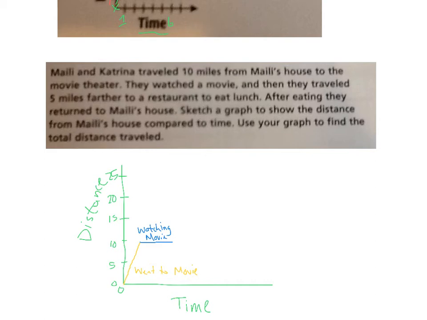Okay. Then they travel 5 miles farther to go to a restaurant. So at that point, they're getting further away from Maylee's house. So this is traveling. But again, while they're eating, they're not making any distance from Maylee's house. So we have a flat line. So this is while they're eating.